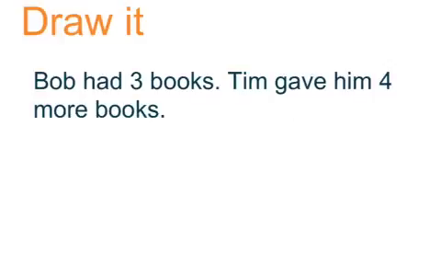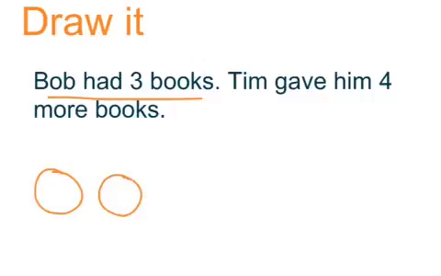The important parts I need to draw it are: Bob had 3 books, Tim gave him 4 more books. We encourage first graders to always draw with circles. It's a simple shape and it helps them from getting confused. First, I will draw what it says at the beginning. Bob had 3 books. I will represent this with 3 circles. 1, 2, 3.